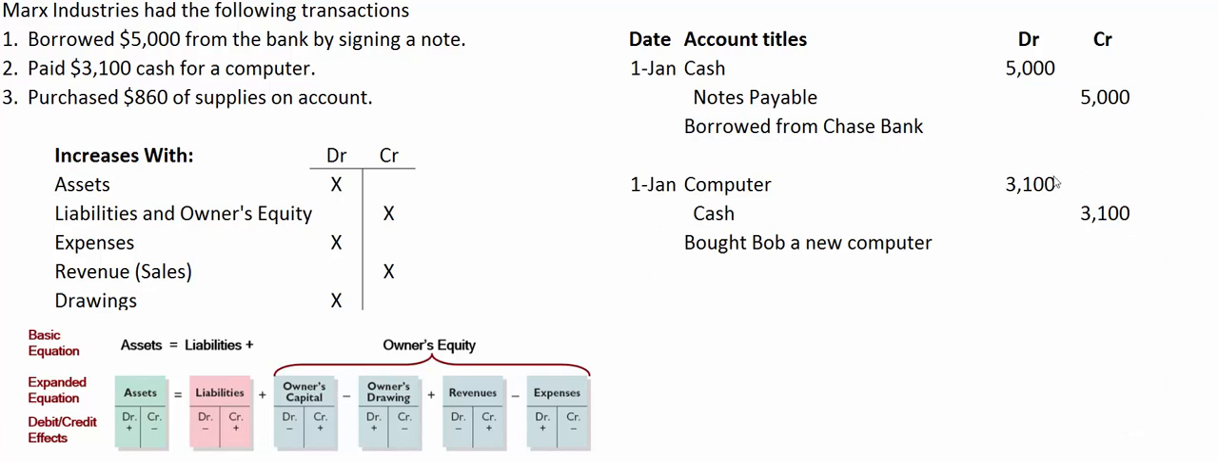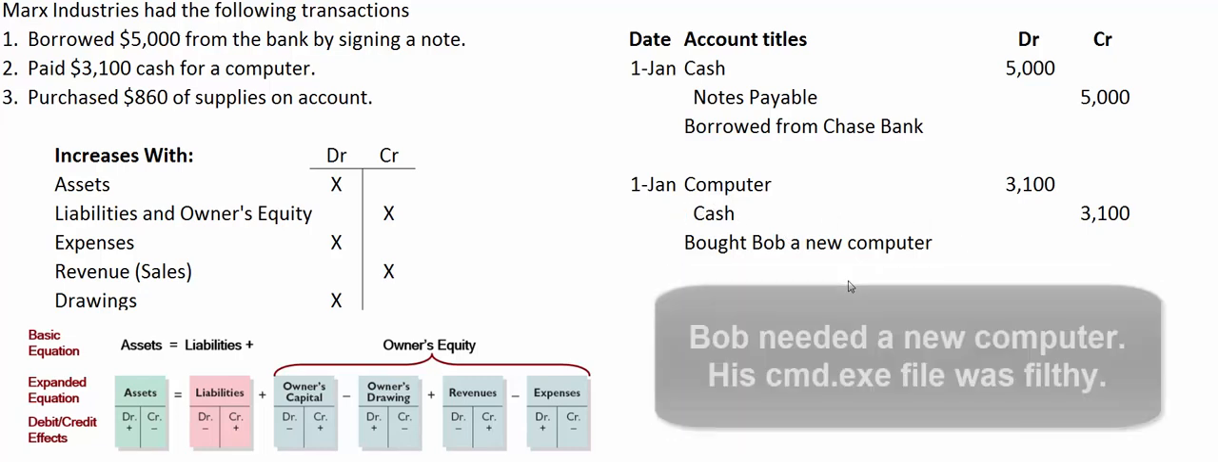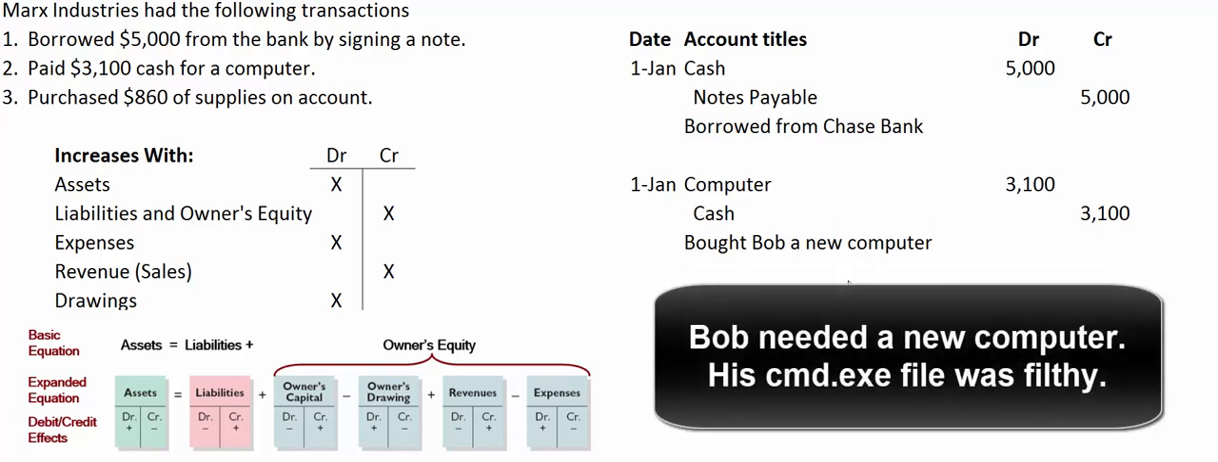The next transaction, we got a new computer. Computer is an asset. Assets increase with debits. We know that from our chart. We also know it from our book's scenario they have laid out for us down there. You could have also called this office equipment or office computer. The important thing again is to use an account title. Cash is an asset. It increases with debits and decreases with credits. So we credit cash for $3,100. And again, these are exact account titles. The only place we put a phrase or a sentence is in this memo section here, and I pretended like we bought Bob this new computer.